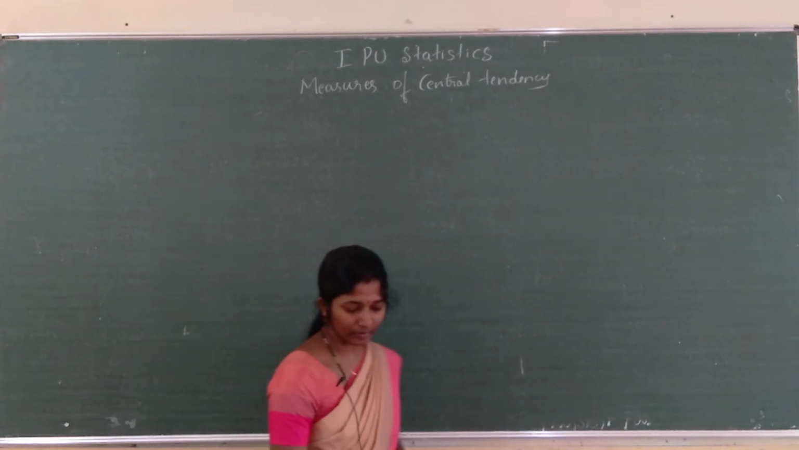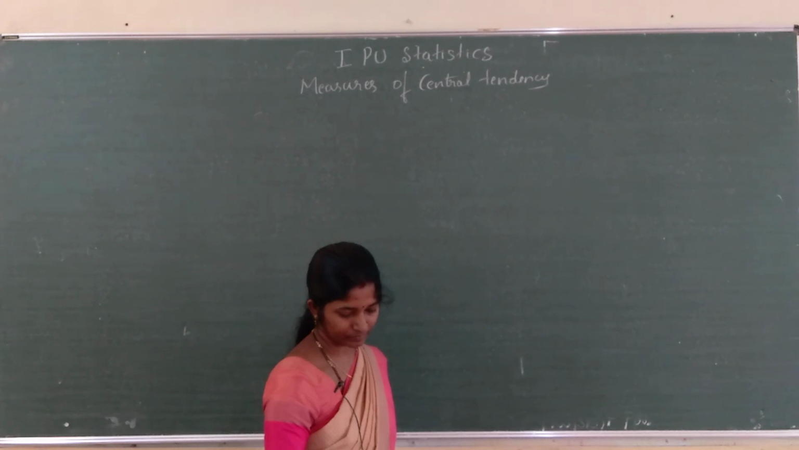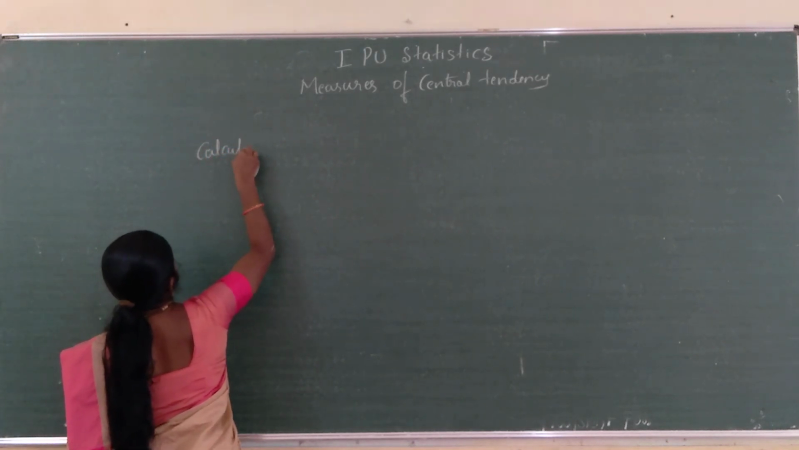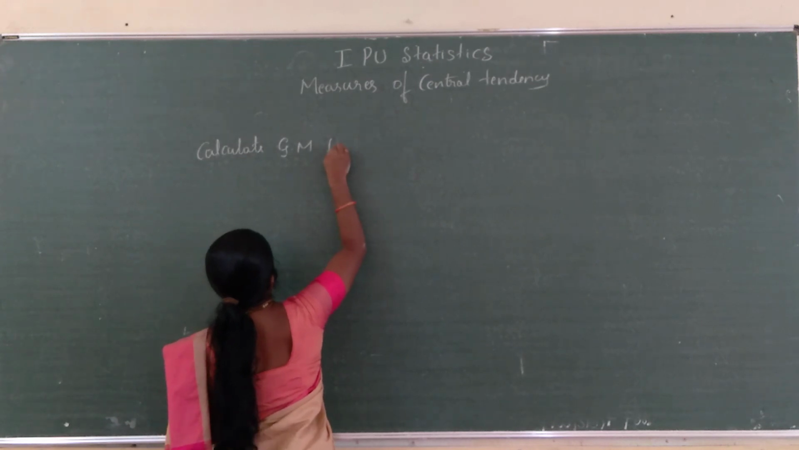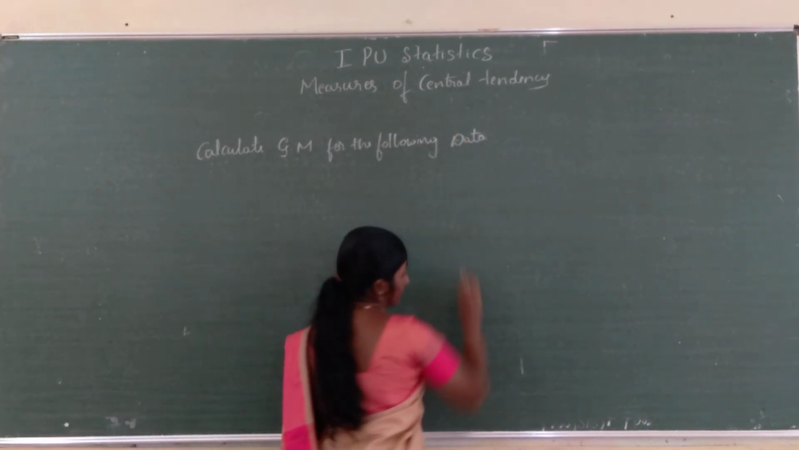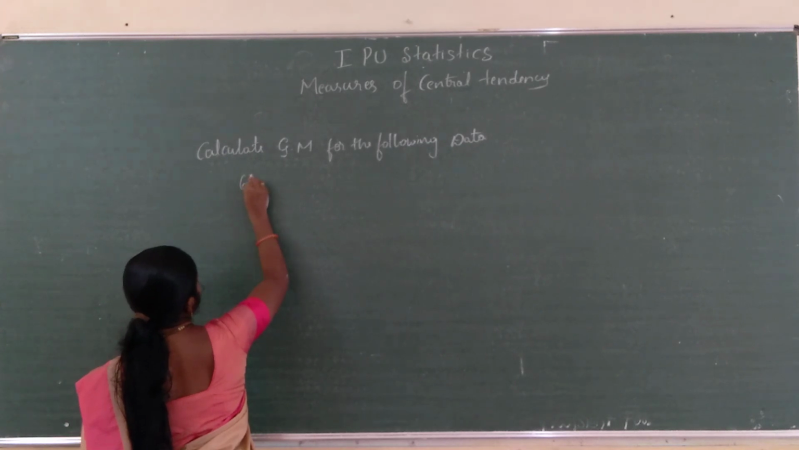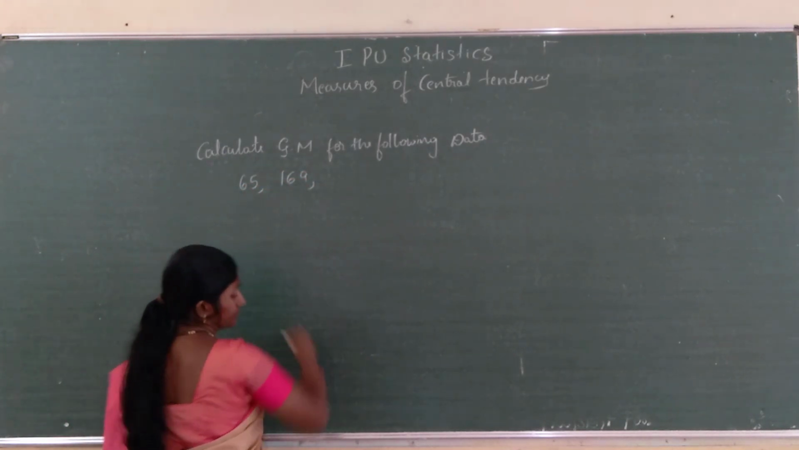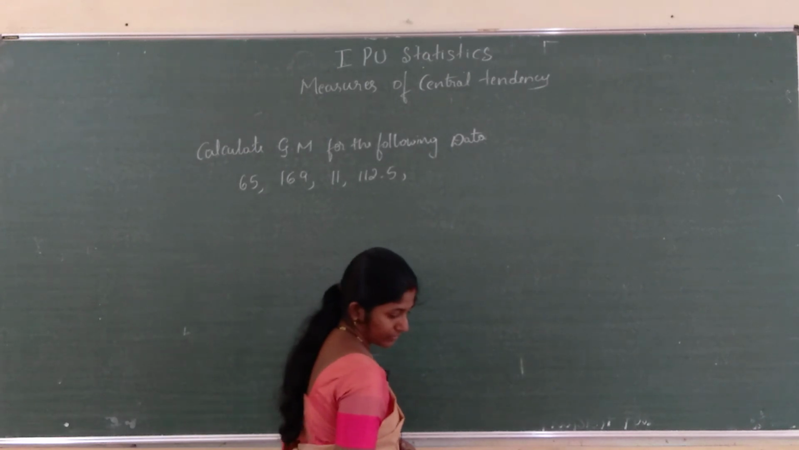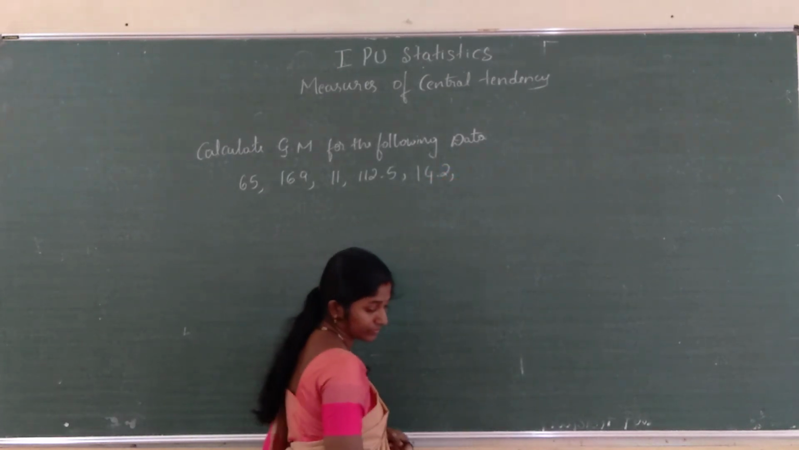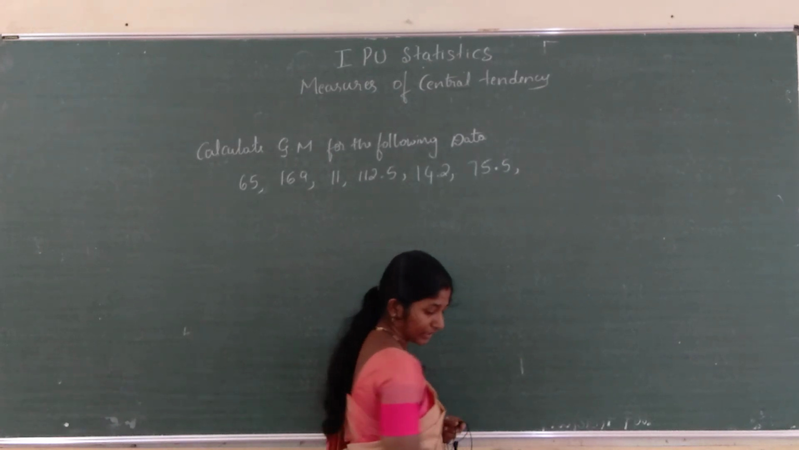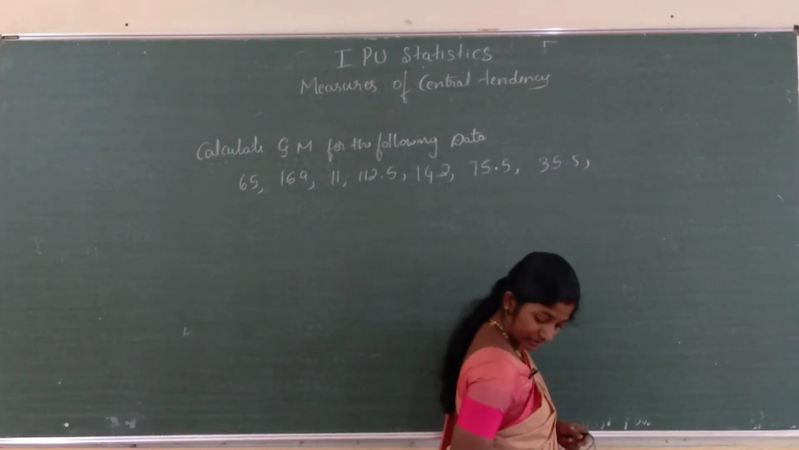Now the first problem: calculate the geometric mean for the following data. Here the values are given: 65, 169, then 11, 12.5, 14.2, 75.5, then 35.5, and the last one is 215.